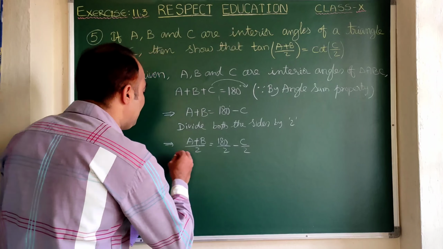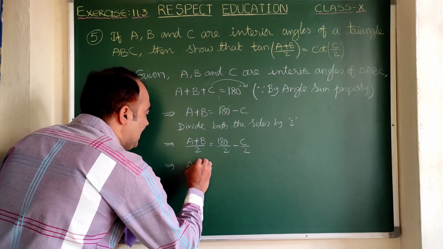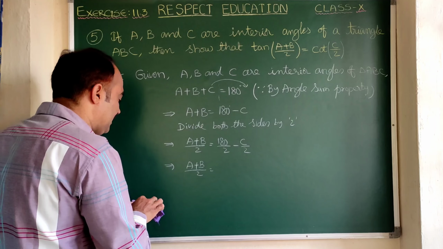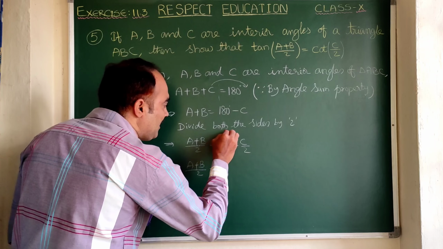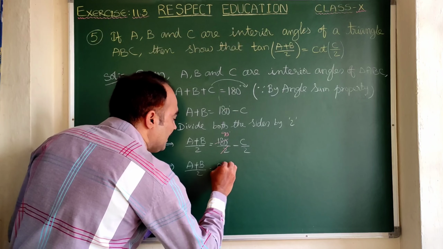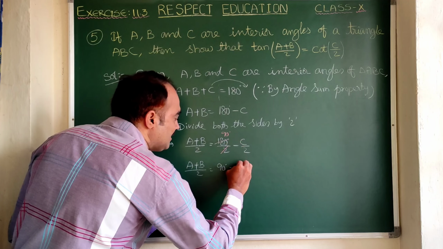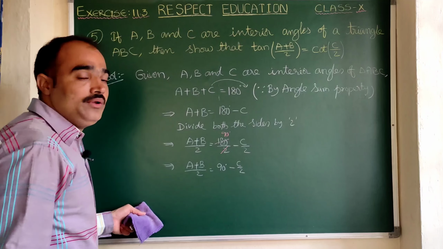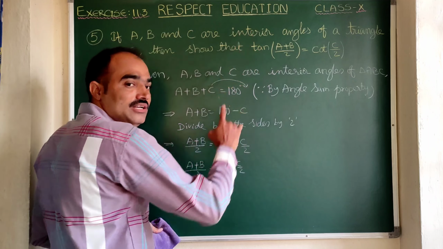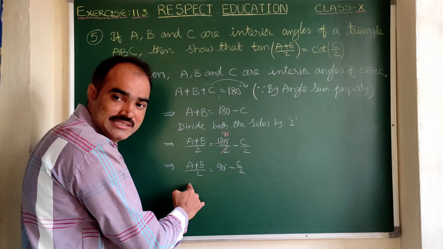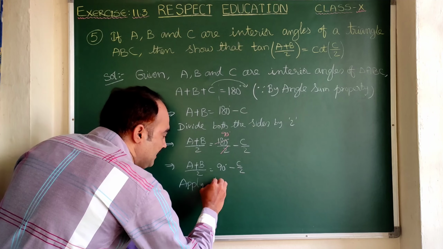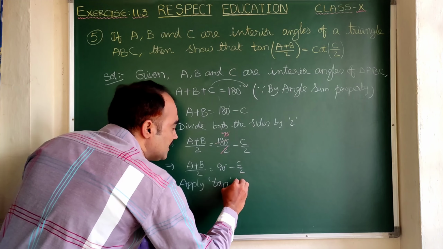Clear? Now here what will happen? Let us write A plus B by 2 as it is. 180 by 2 is, here cancellation, 2 how much are 180? 90 degrees. So here we can write this as 90 degrees minus C by 2. Now here you observe, which ratio is required here? Tan. So let us apply tan theta both the sides. Is it clear? Now here apply tan both the sides.